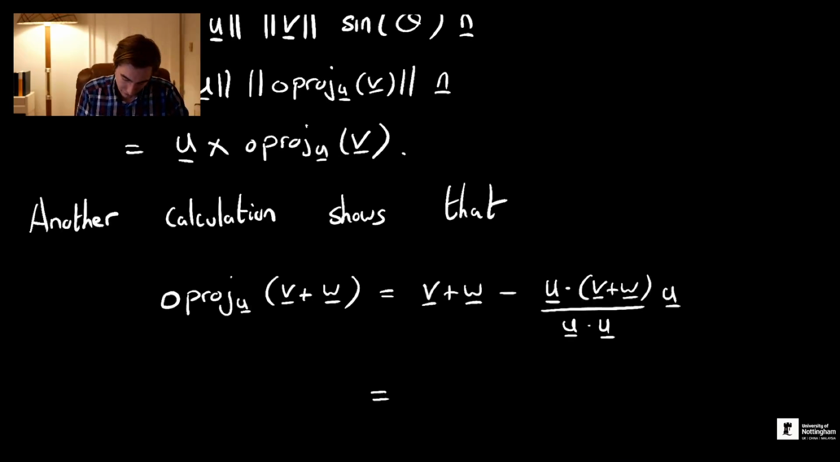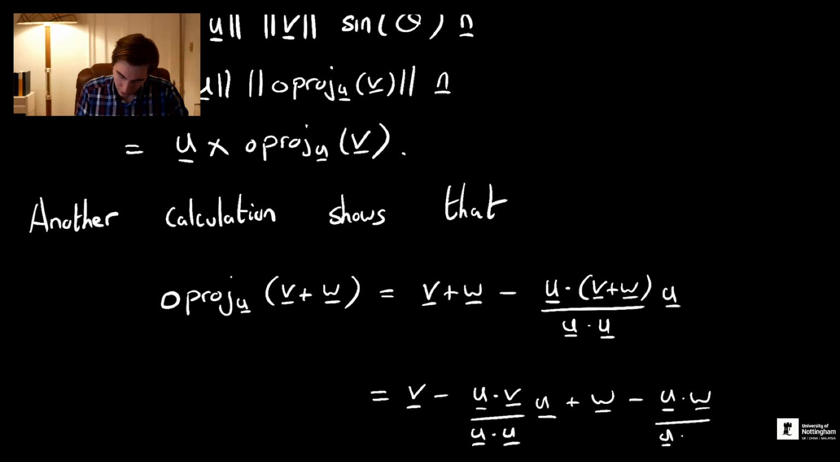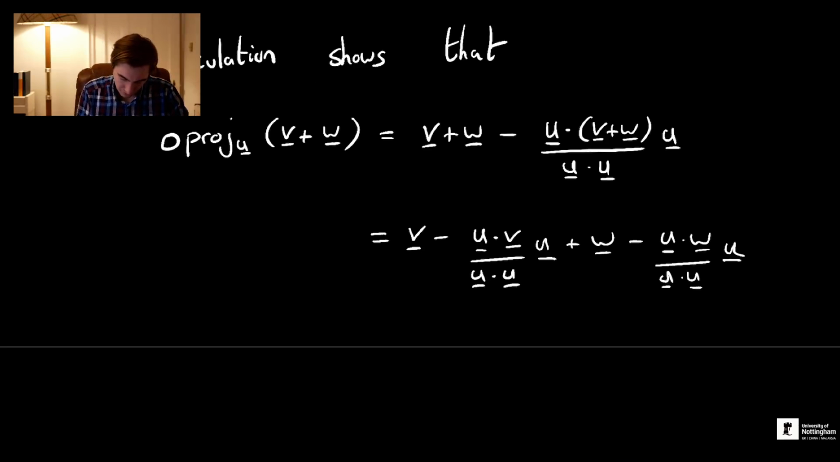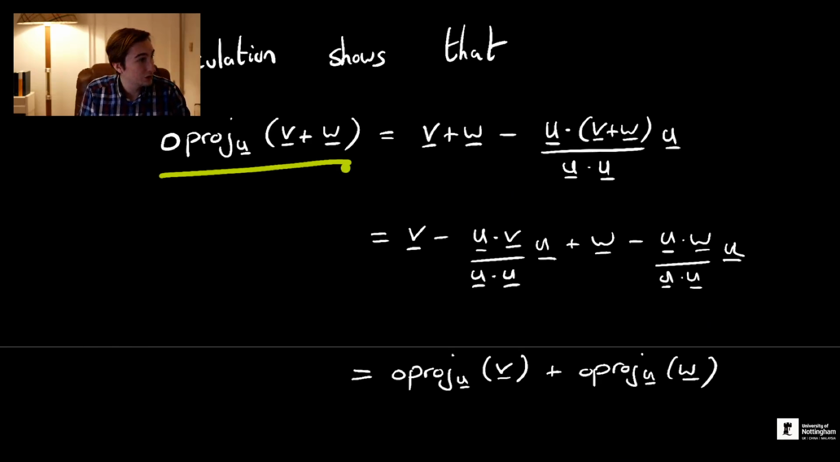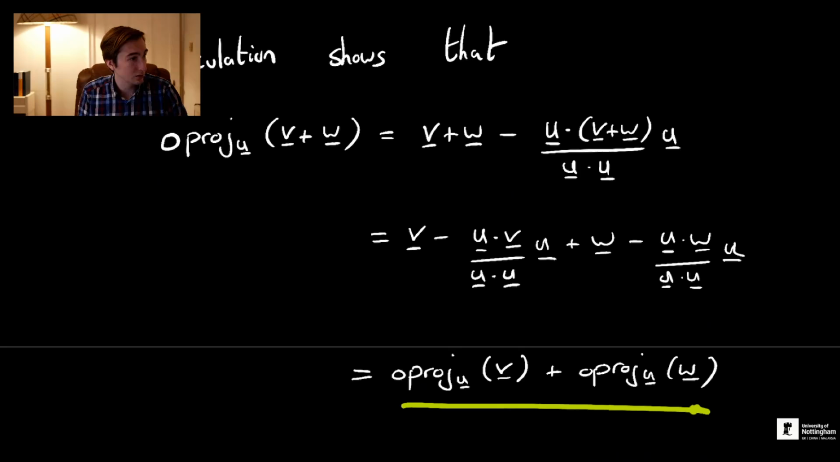Okay, so we can rewrite this equation that we have here as equal to v minus (u dot v over u dot u) times u, plus w minus (u dot w over u dot u) times u. So we realize that this whole thing is simply the orthogonal projection of v onto u plus the orthogonal projection of w onto u. In other words, the orthogonal projection distributes over the addition. So the orthogonal projection of the sum is equal to the sum of the orthogonal projections.